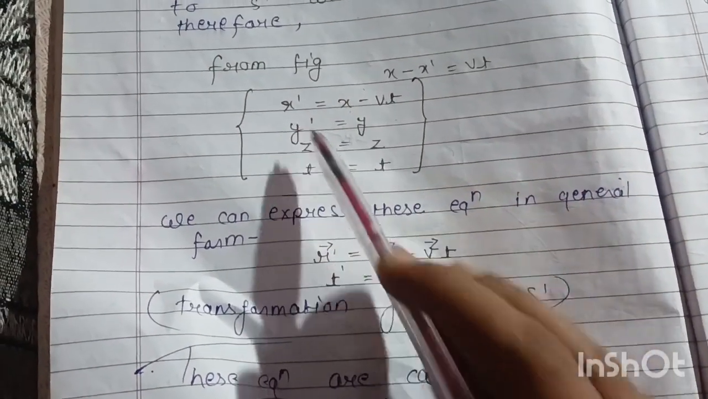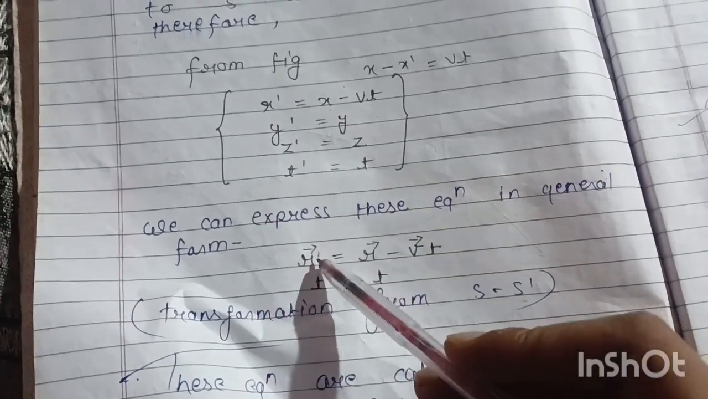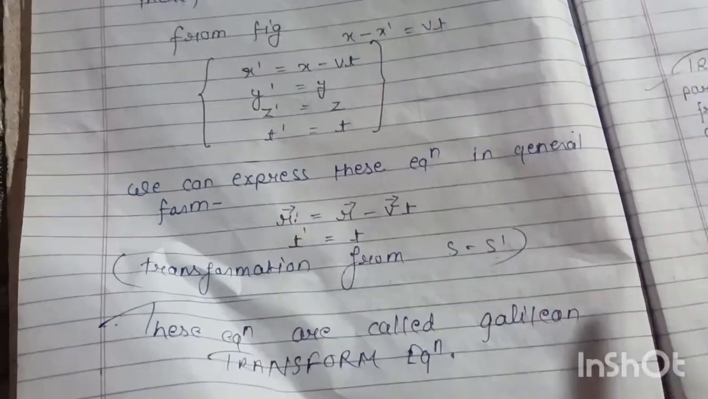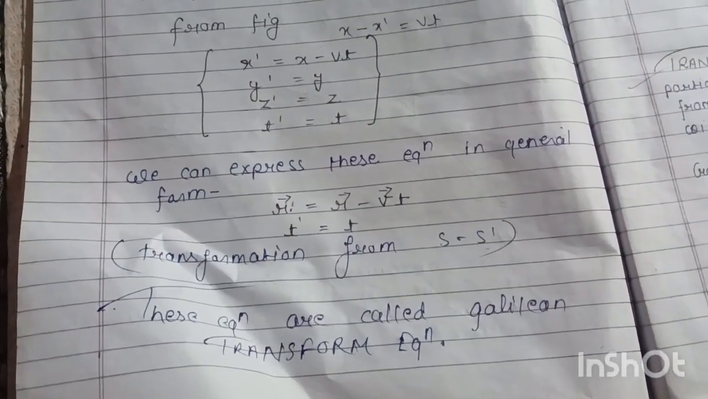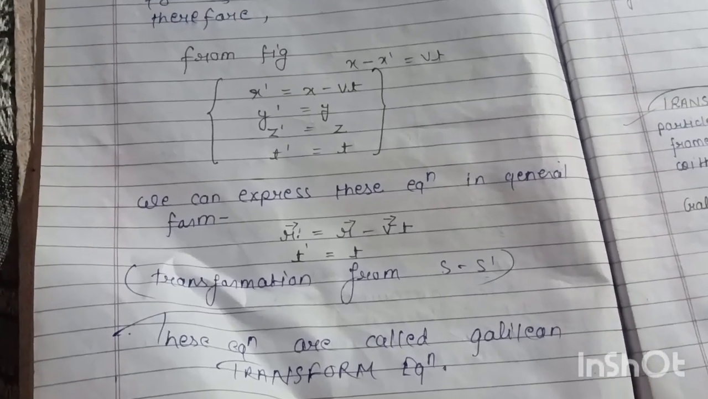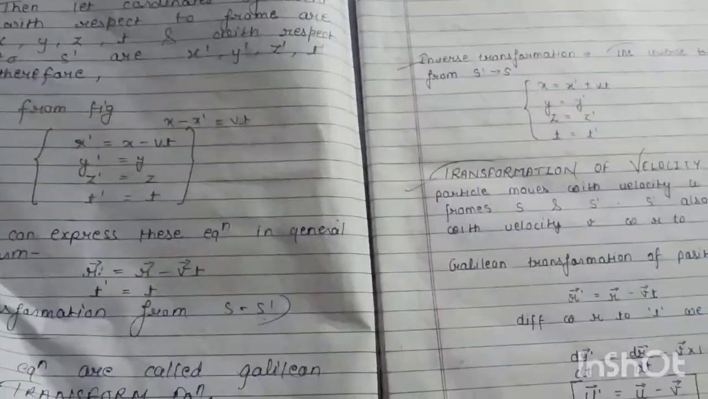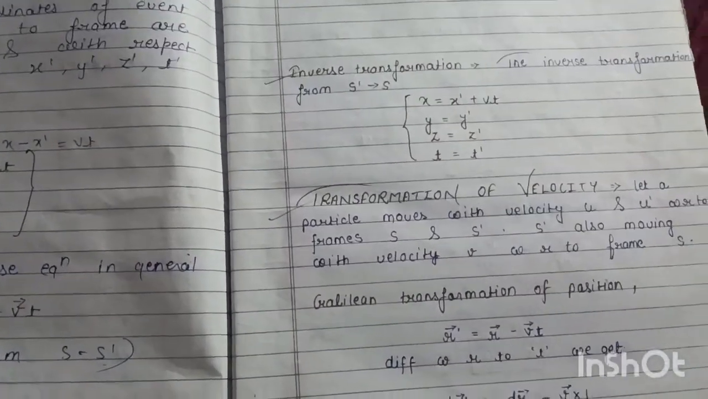We can write x as r. So replace x with r dash and r, and we will get the required equation. You can copy it. If you have not understood, you can ask me in the comment section, or you can watch this video again. And what is the inverse?